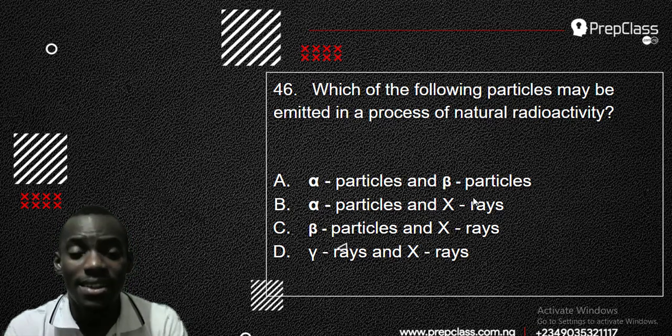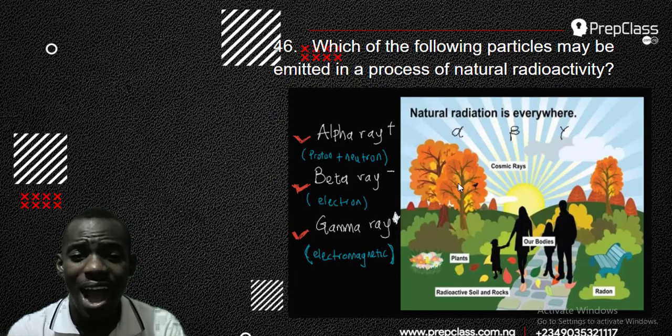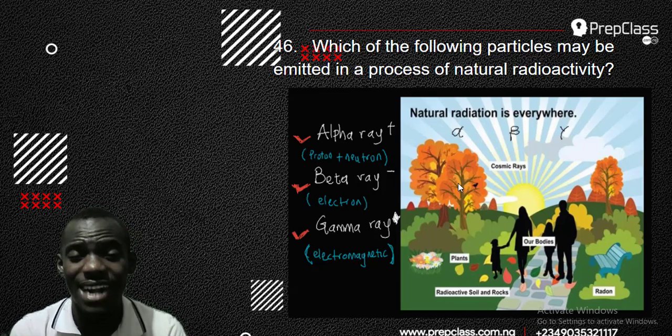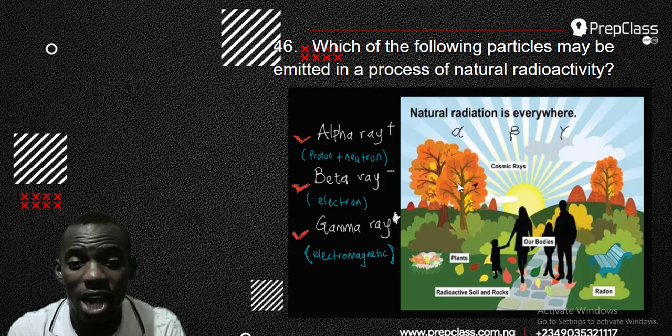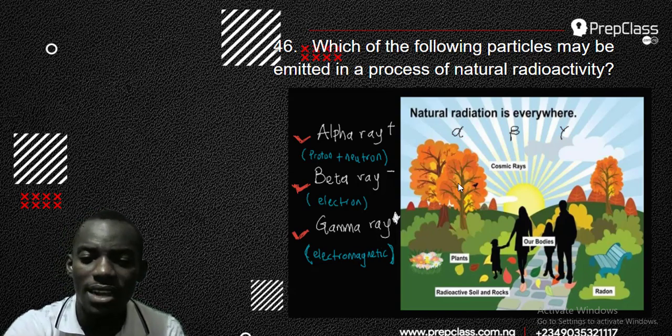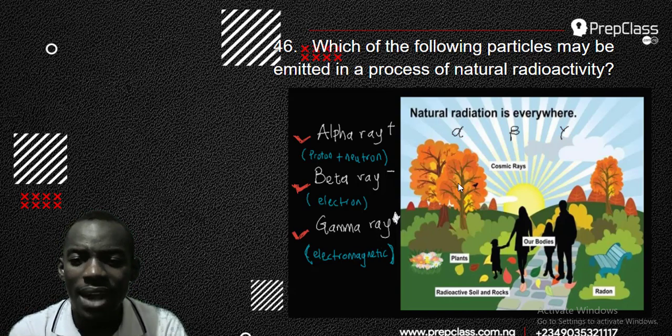This is very easy. Now, actually, natural radioactivity has to do with three particles: the alpha ray, the beta ray, and the gamma ray. And of course, we know that the alpha ray is positively charged and it contains proton and neutron, right? But the beta ray is negatively charged and it has no mass. Okay, that means it is made up of electrons only. While the gamma ray is chargeless, it has no charge. Okay, that means it is electromagnetic. Natural radioactivity is made up of alpha, beta, and gamma.